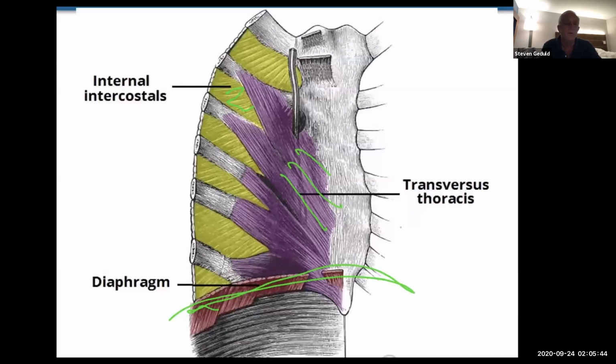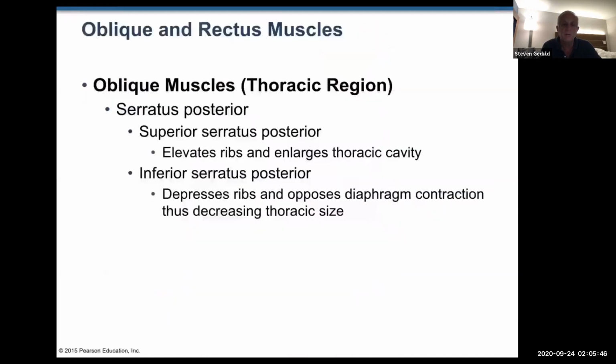Okay, so the serratus posterior is in the thoracic region. Okay, you have the superior serratus and the inferior serratus. Okay, so superior serratus posterior and inferior serratus posterior. The superior serratus posterior elevates ribs, enlarges the thoracic cavity. Okay, so does that aid the diaphragm or inhibit the diaphragm?